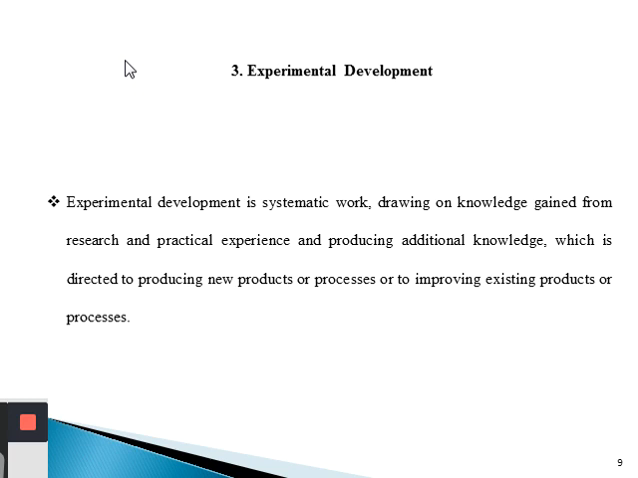So the third one is experimental development. Experimental development is systematic work drawing on knowledge gained from research and practical experience and producing additional knowledge, which is directed to producing new products or processes, or to improving existing products or processes. See what they have, what is the role of this experimental development.